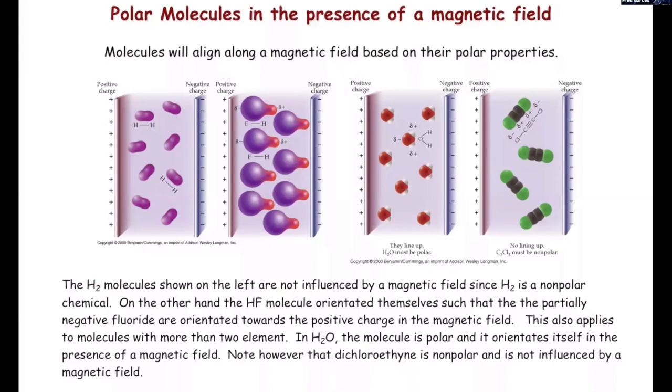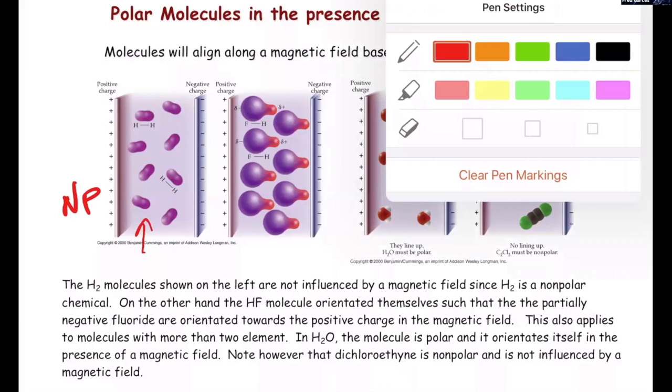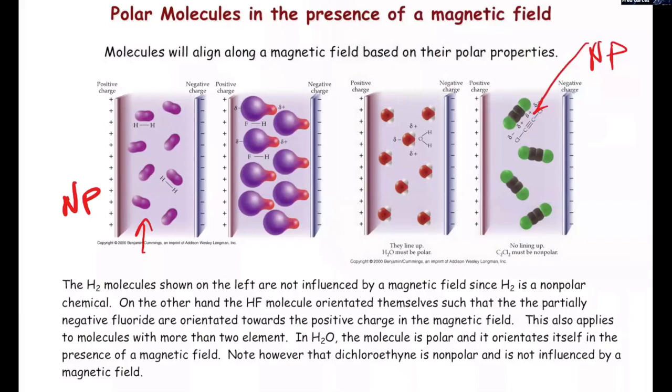So here are more examples of that situation. Nonpolar chemicals, of course, are not going to have any bias towards one end or the other. This is a nonpolar situation. This too is a nonpolar situation. But these two certainly are polar. These two right here. This is polar. And this also is polar.